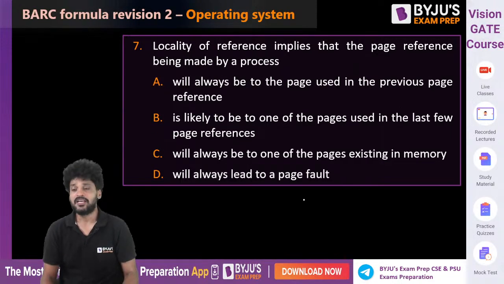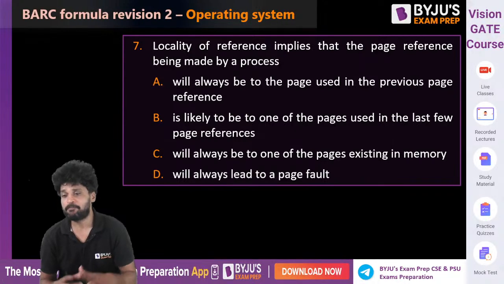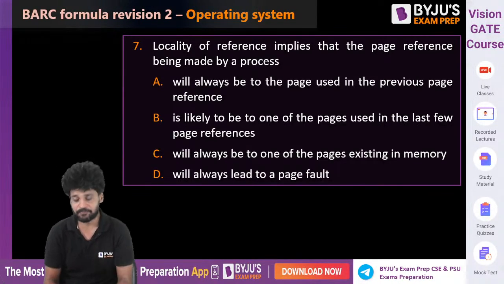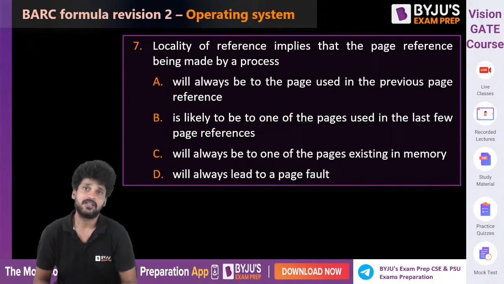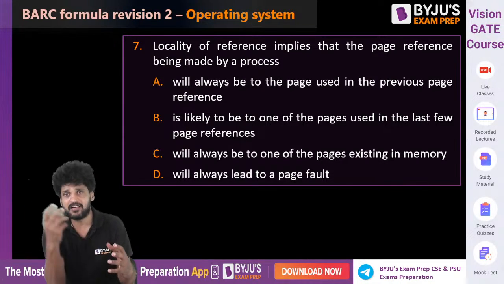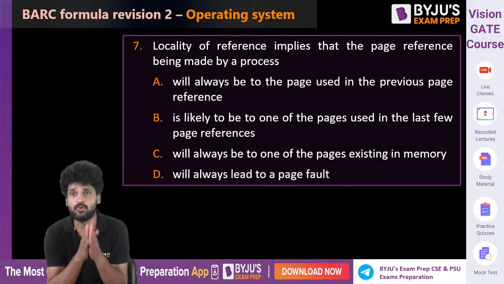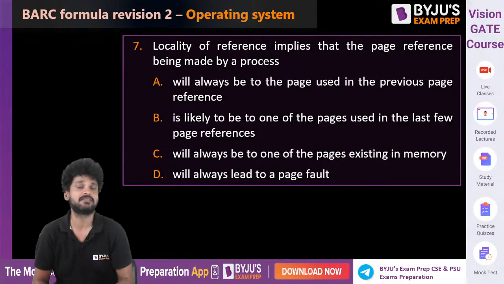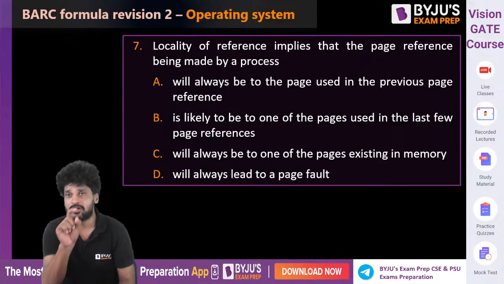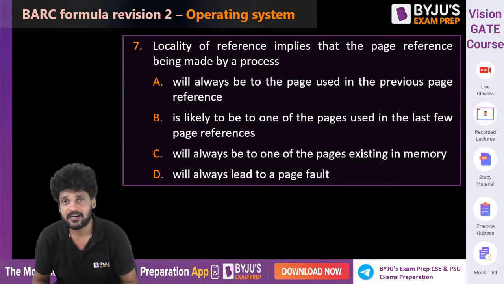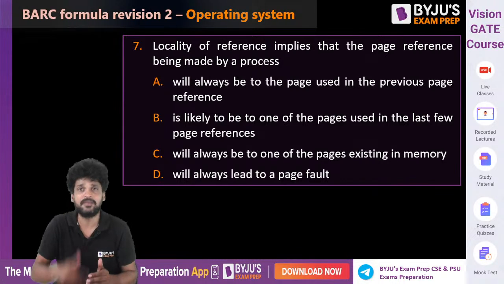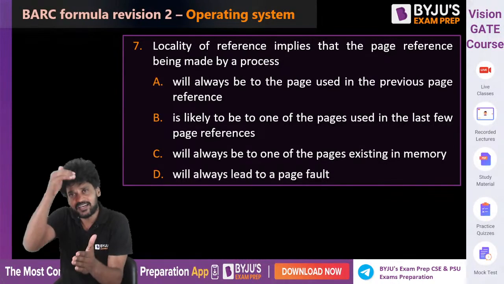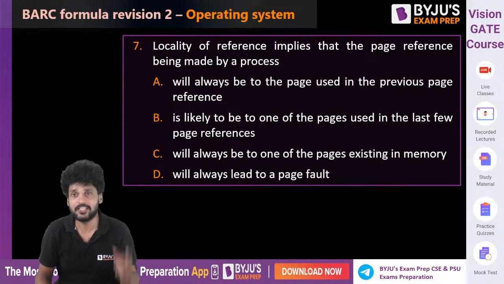Next thing is, locality of reference implies the page reference being made by a process. Now let me tell you what locality of reference is. Cache memory is a wonderful example of locality of reference. Why do we require the cache memory? What are the things that are going to get stored in a cache memory? It's very simple. Cache memory is going to hold the items that are being concurrently accessed. That means cache memory will only hold the concurrent data elements. That is locality of reference.